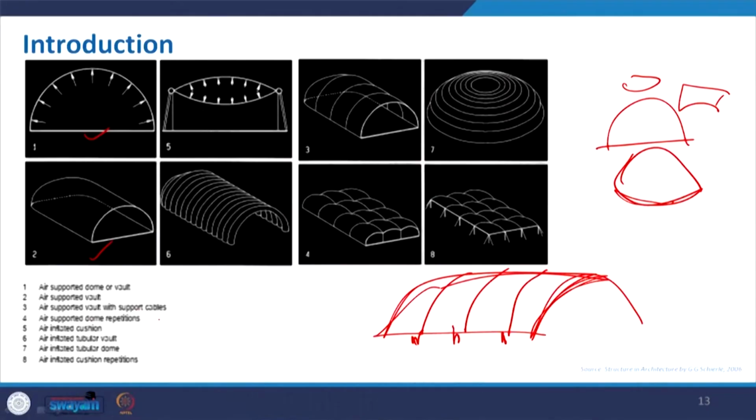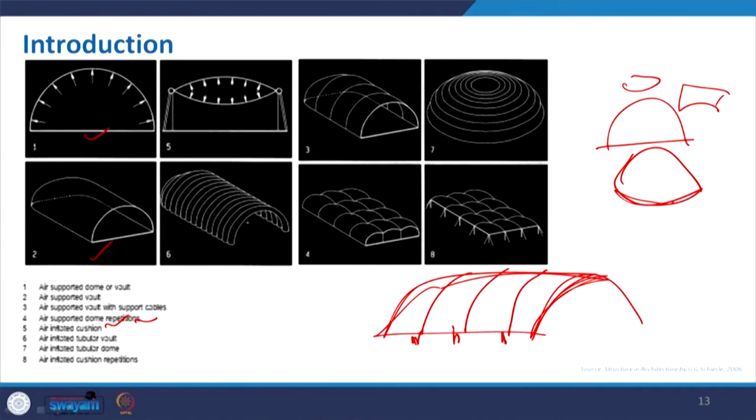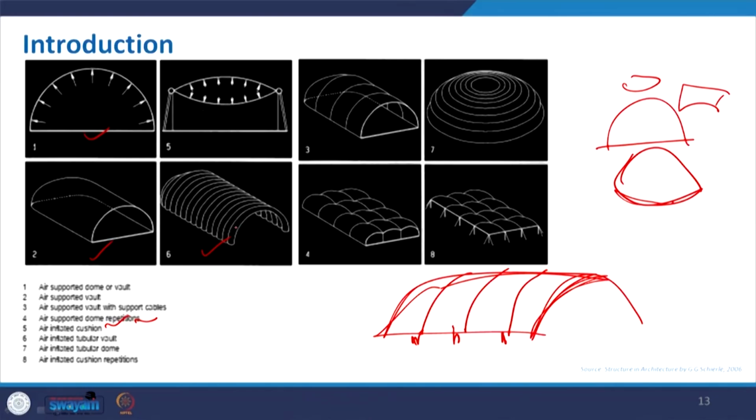So, this is again the air supported vault with support, and the fourth one is a multiple dome, again air supported. Now, coming to number 5, it is very clean and crystal clear. If you take this example, it is similar to that. If I hold it, it gives the same shape and air is locked between 2 layers. So, it is an air inflated structure, a cushion. Similarly, when I make multiple of such and make a form, and they are connected to each other, we get the form of number 6, which is basically an air inflated vault.